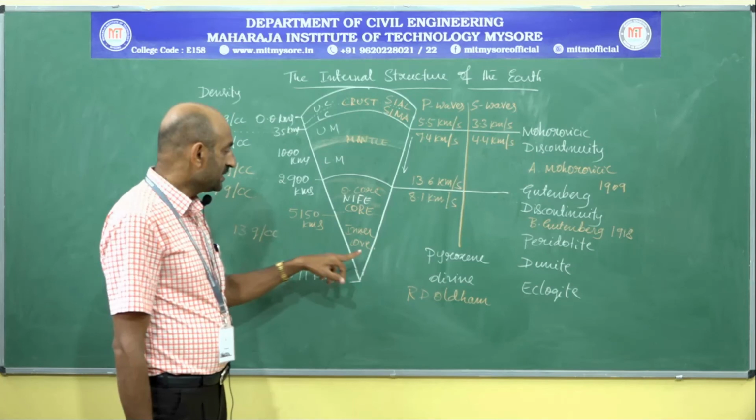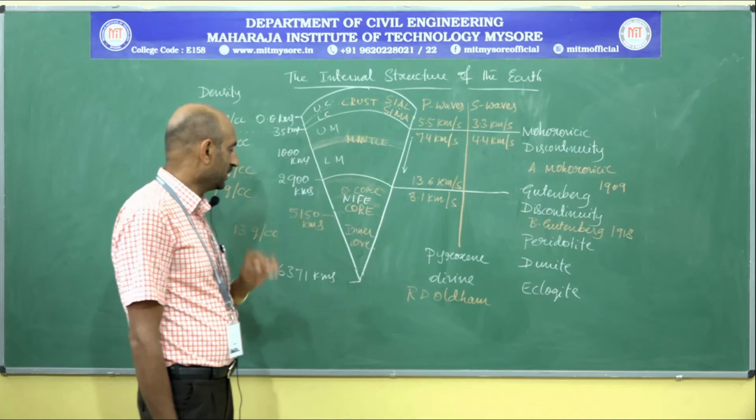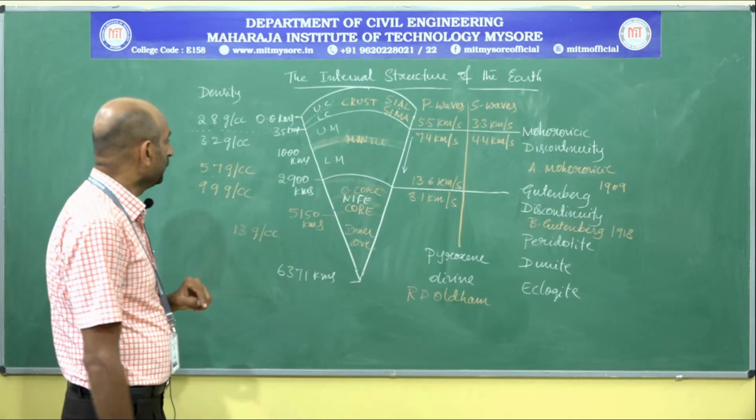The density of the material is 13.0 gram per cubic centimeter. The average density of the core is 12 gram per cubic centimeter.